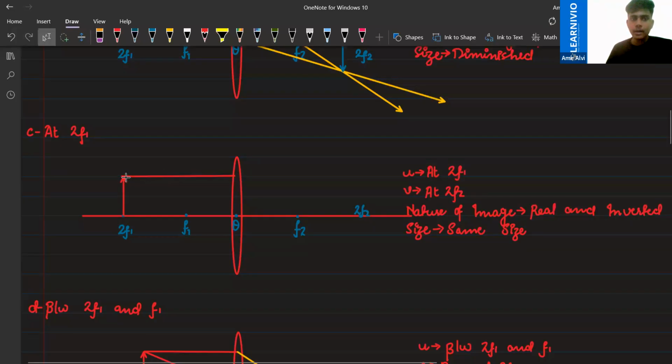Okay, so first ray would be parallel to the principal axis, isn't it? So first ray would be parallel to the principal axis and the second ray would be passing through the focus.